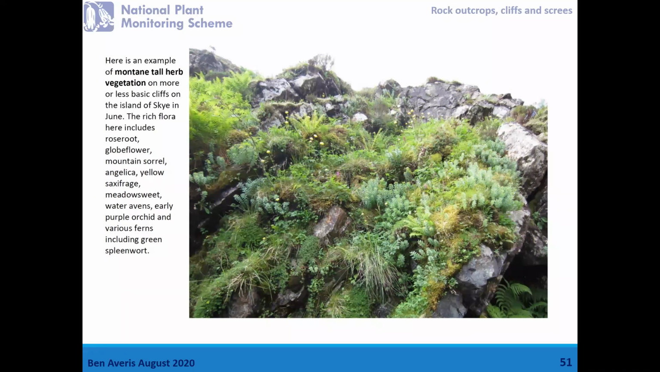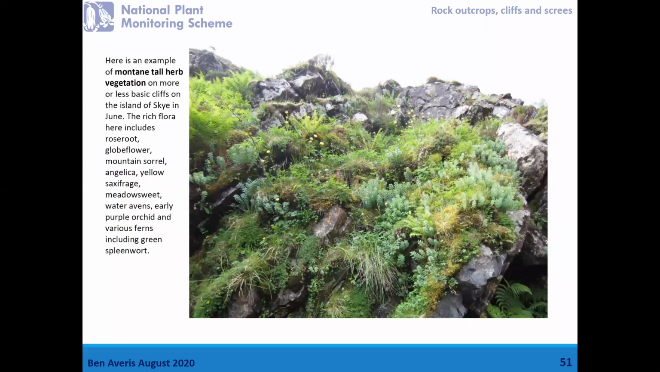And it's fascinating stuff. In this example here, we've got a lot of that roseroot, which indicates that it's not too acidic. And there's a lot of globeflower, those yellow flowers. This is a very herb-rich, species-rich, and bryophyte-rich, lots of mosses and liverworts there too, example of montane cliff ledge vegetation on the Isle of Skye.